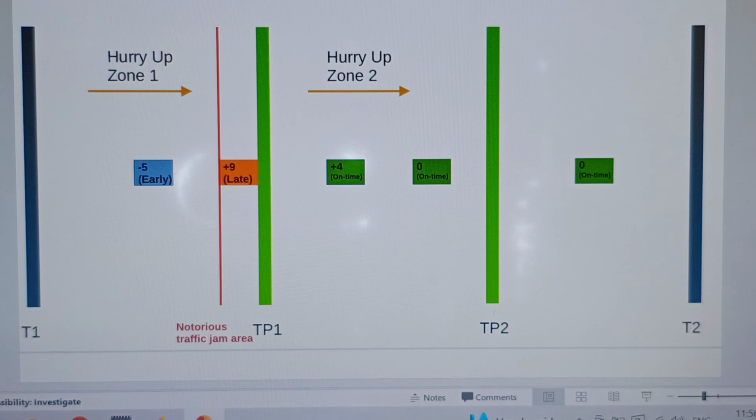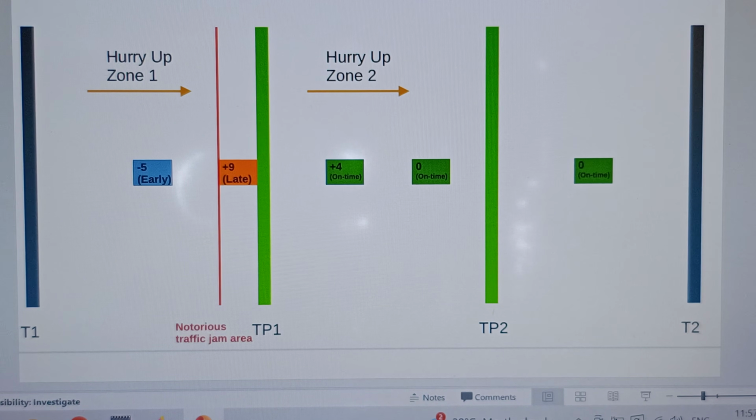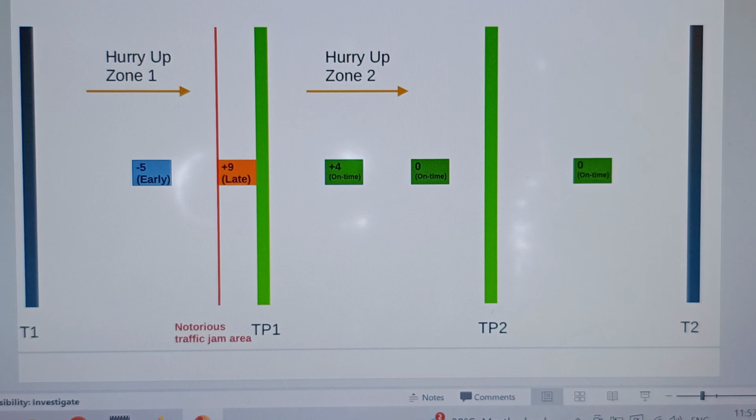to control the frequency so that some form of service standard is still being adhered to, especially when there is no traffic congestion. It's not like the traffic congestion is going to be there 24/7 or anything. Sometimes peak is more crowded, off peak it's less crowded. But yes, it's important to remember that this notorious traffic jam area is not there 24/7.